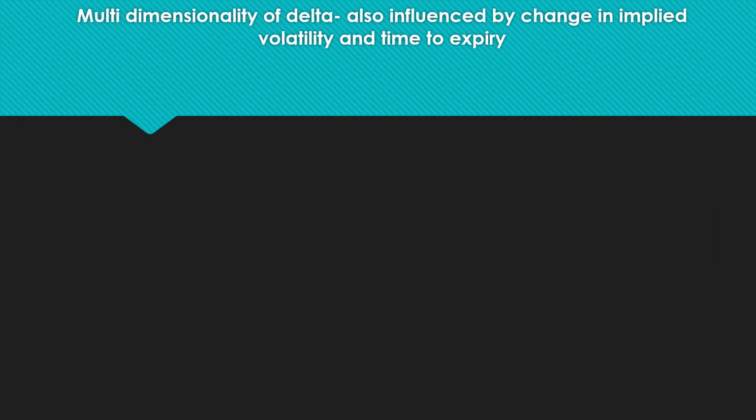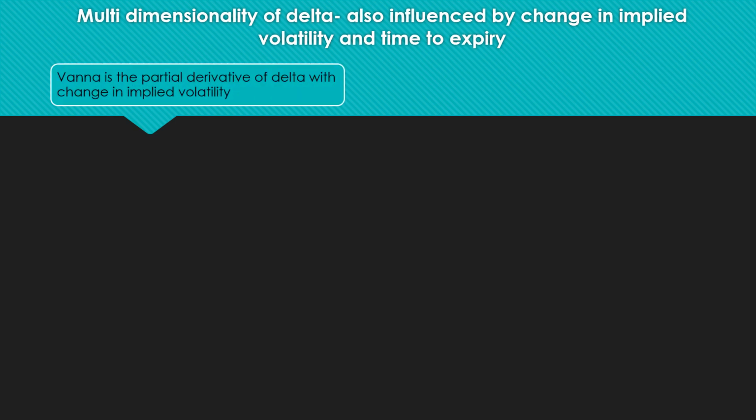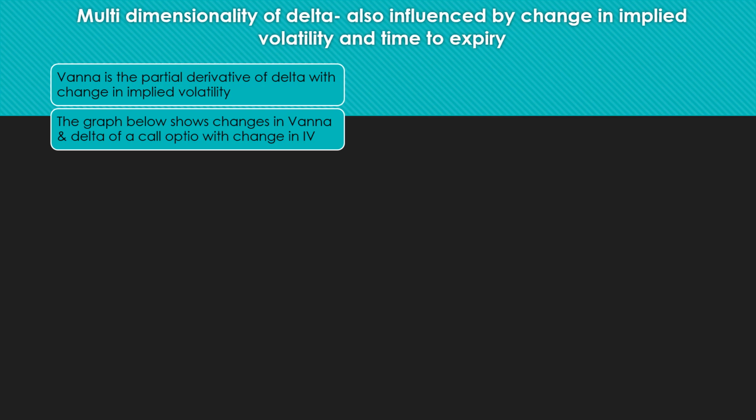Now, delta is influenced by all the variables present in d1 other than the spot price. However, other than change in the spot price, only change in implied volatility has a material effect on delta. So let's consider the multidimensionality of delta and how delta is influenced by the change in implied volatility. Vanna is the partial derivative of delta with respect to change in implied volatility. The graph below shows the changes in Vanna and delta of a call option with change in implied volatility.